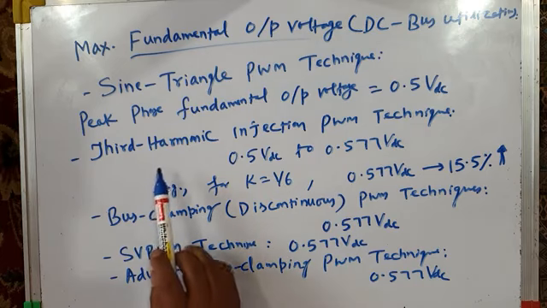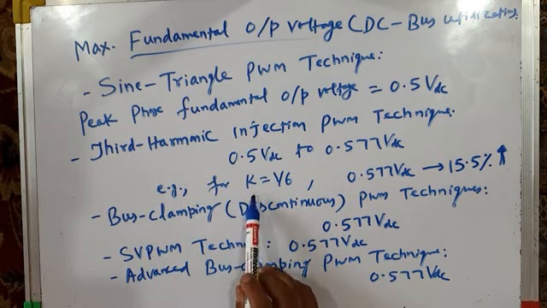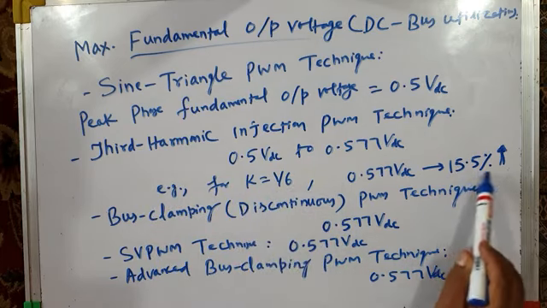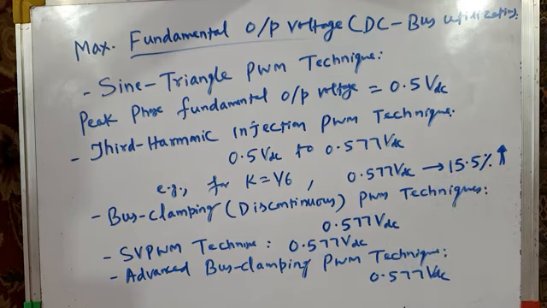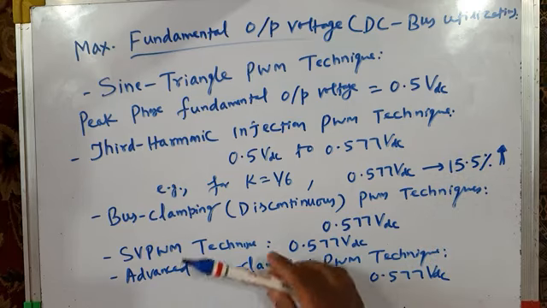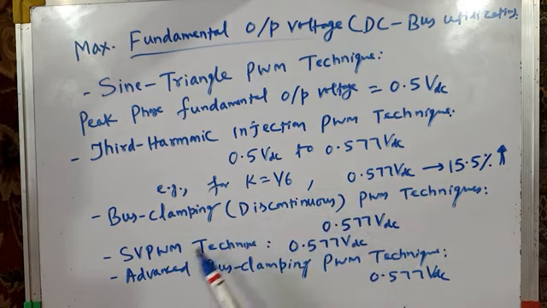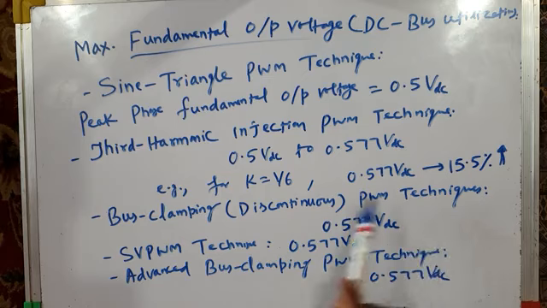For example, the third harmonic injection PWM technique for K equal to 1 by 6 gives 15.5% higher inverter output voltage. Same is the case with triangle comparison based PWM, bus clamping PWM techniques, conventional space vector PWM techniques, space vector based bus clamping techniques, and advanced bus clamping techniques. They all produce higher inverter output voltage.